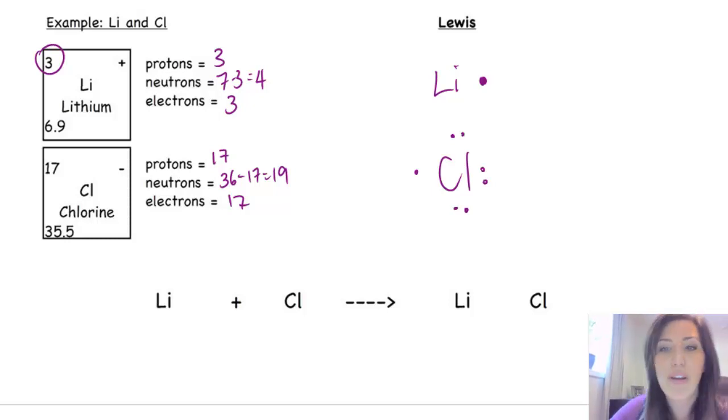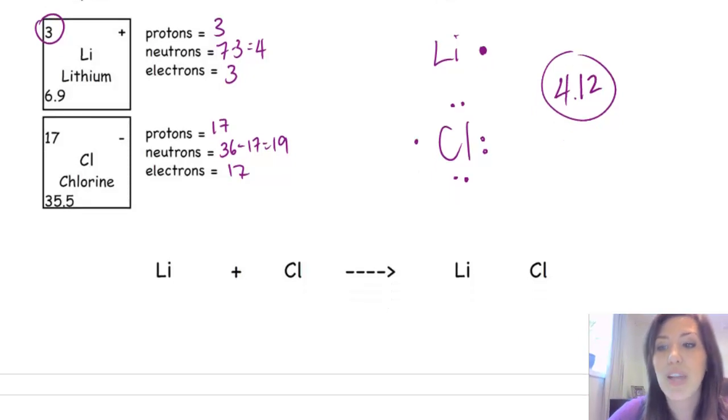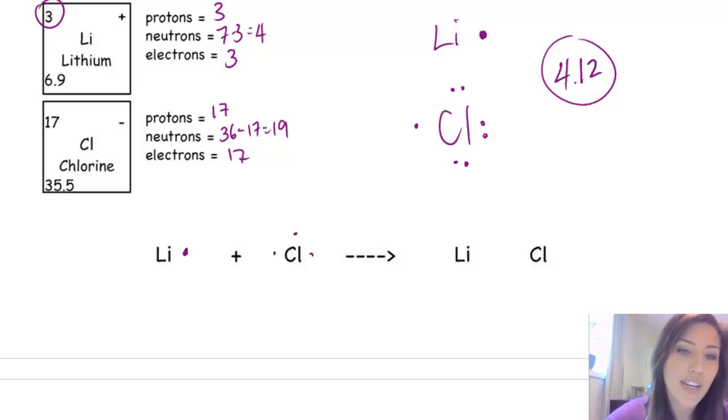Now a quick reference to know would be figure 4.12, and this tells us, remember, how many valence electrons are in each group. So that's a quick reference to see just how many electrons are surrounding each element. So lithium has 1 here, and chlorine has 1, 2, 3, 4, 5, 6, 7.